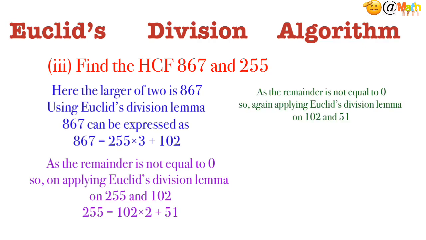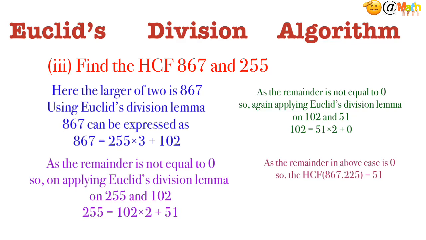As the remainder is not equal to 0, again applying Euclid's division lemma on 102 and 51, 102 can be written as 51 into 2 plus 0. Now here the remainder became 0. So the HCF of 867 and 255 is 51.